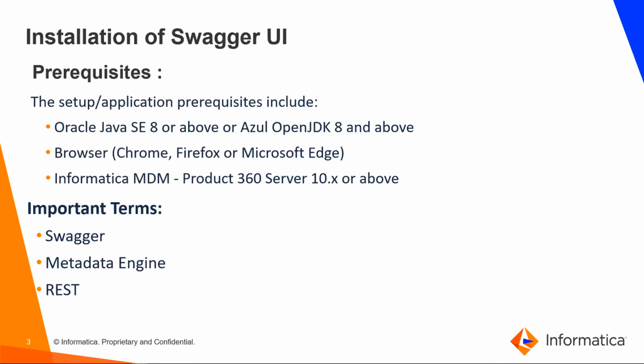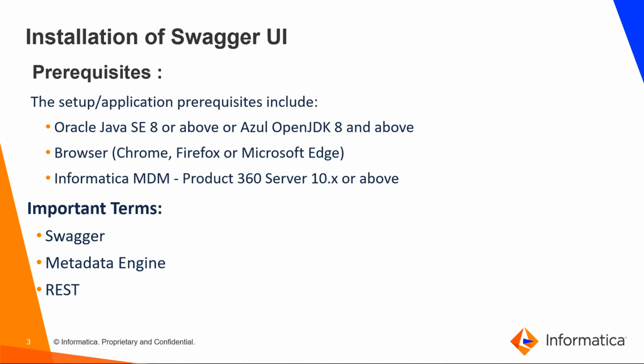Swagger UI is a REST API client for visual interaction with Informatica Product 360 Service API, specifically for the list and management API component. Below are the prerequisites to install the Swagger UI. We need Oracle or Azure JDK version 8 and above. Then we need a browser and Product 360 Server 10.x or above.